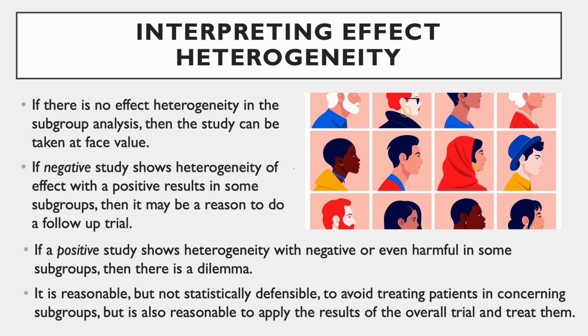Now, if a study is positive overall, but in the subgroup analysis there's heterogeneity, and some subgroups have no effect or maybe even a suggestion of harm, then we have a dilemma. It's not clear how to apply those results. It could be reasonable to avoid treating patients in the subgroups that suggest harm, even though it's not statistically defensible.